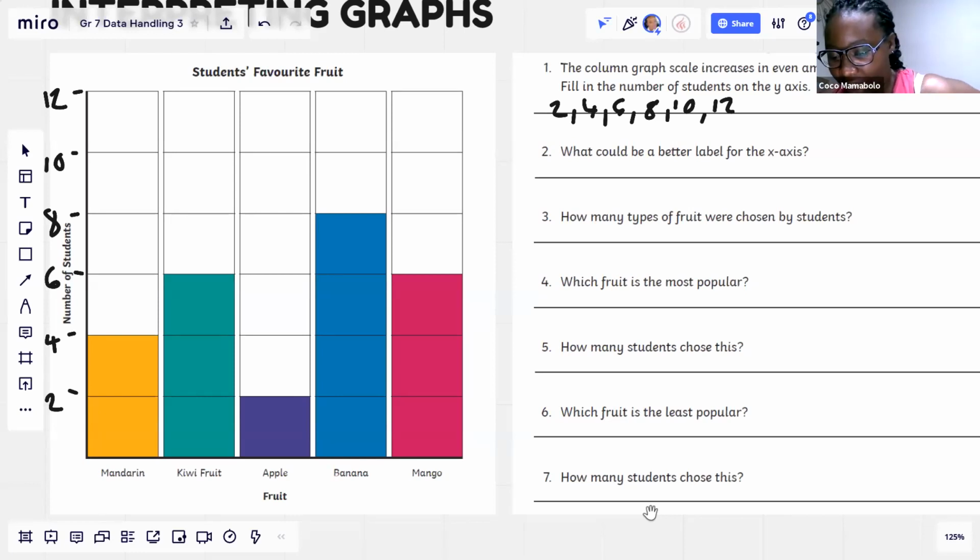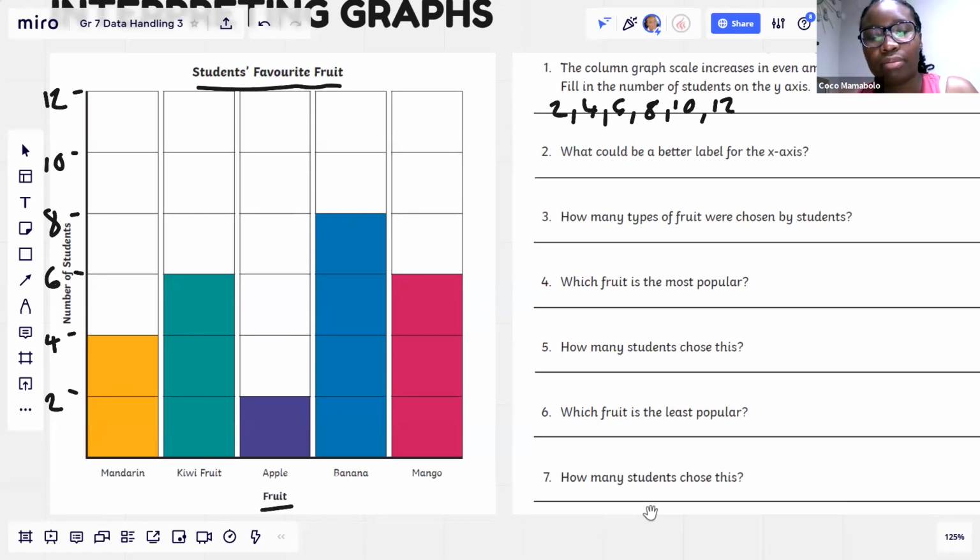Thank you. Okay, what could be a better label for the x-axis? Just think of anything that we could possibly give it. If I were you, I would look at what the name of the graph is actually called. It's called students' favorite fruit. So what do you guys think the x-axis down here should say? Instead of just writing fruit, what can we actually write? What could we write instead?